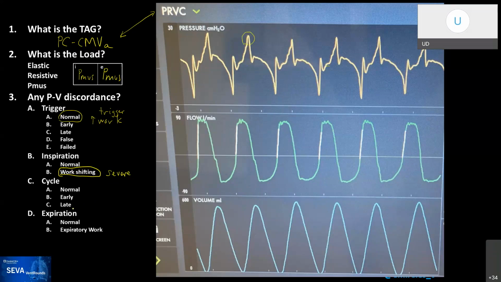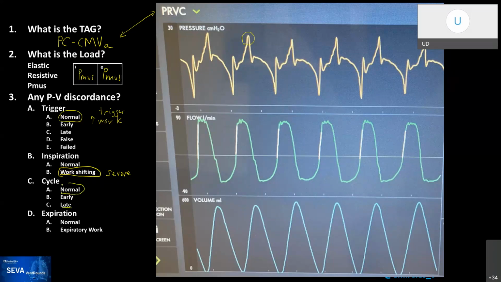In terms of cycle, I think again it seems like a normal cycle. Could it be because I'm seeing a lot of work shifting? Could it? I'm just wondering whether it could be late. No, I think I'm going to stick with normal.